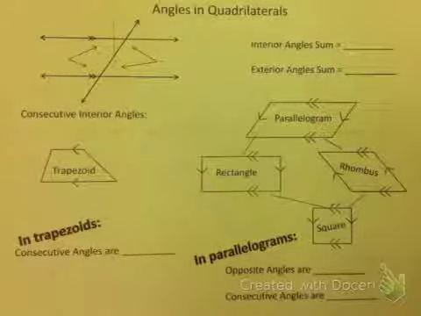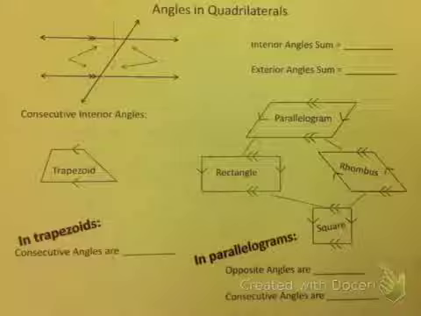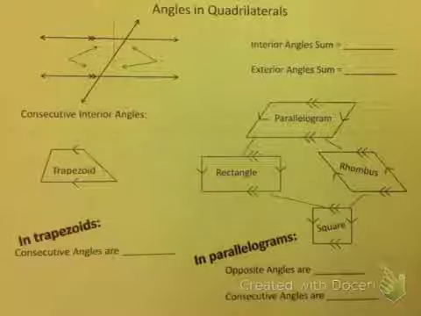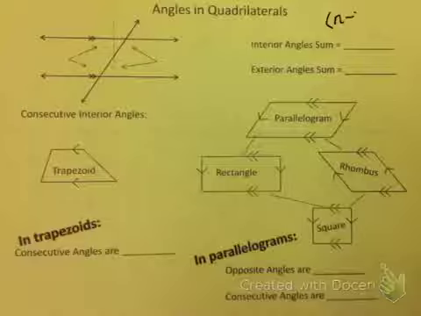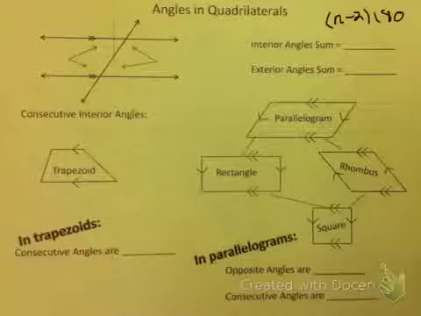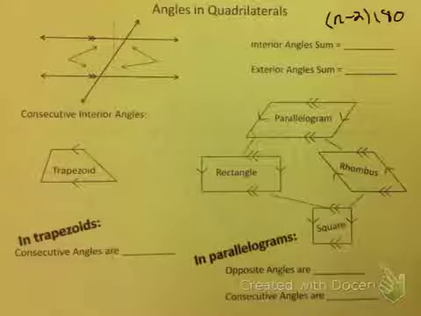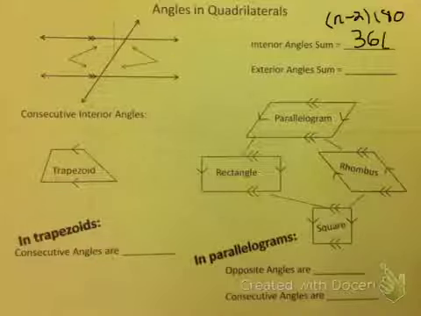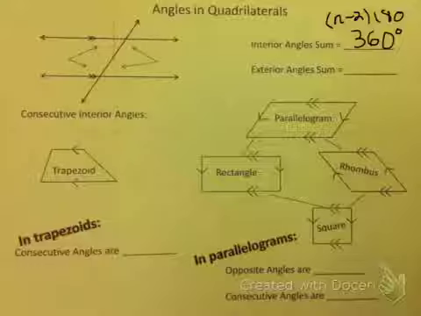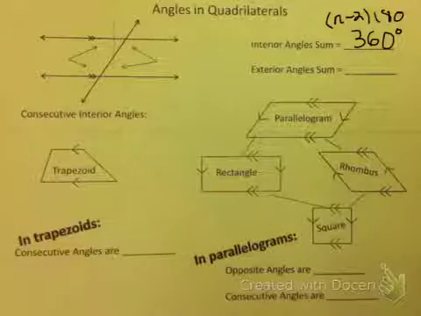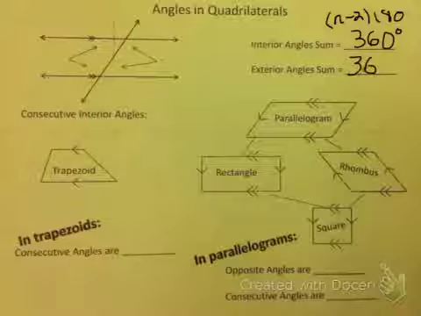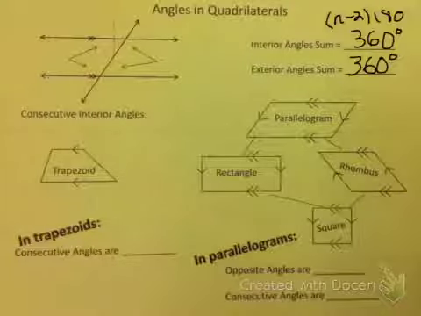Let's go ahead and talk about the angles in the quadrilaterals now. The angles are pretty special also. We already know that the sum of the angles in a quadrilateral, if you use your formula, n minus 2 times 180, we know that there's 4 sides minus 2, so 2 times 180, we should already know that this is 360 degrees. And the exterior angles will always add up to 360 degrees no matter what your polygon is.